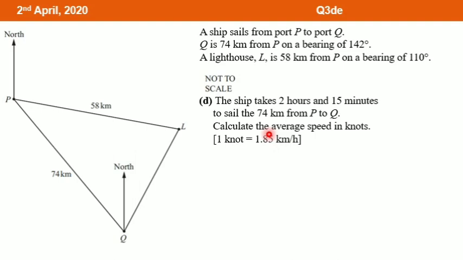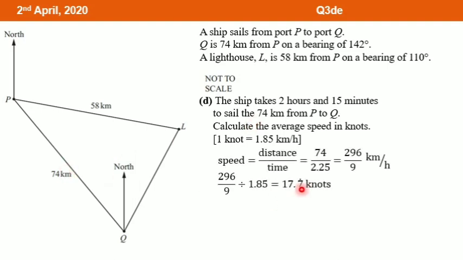Let us find the total distance. This is from P to Q. From P to Q is 74 kilometers, and then the time taken was 2 hours and 15 minutes, which is equal to 2.25 hours, right? So the average speed will be 74 divided by 2.25, which is equal to 296 over 9 kilometers per hour. And then to make it into knots, we can divide it by 1.85, which is equal to 17.8 knots.